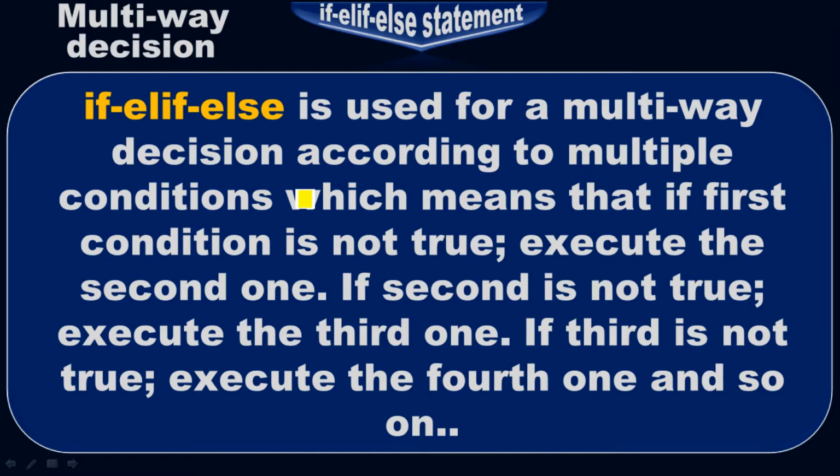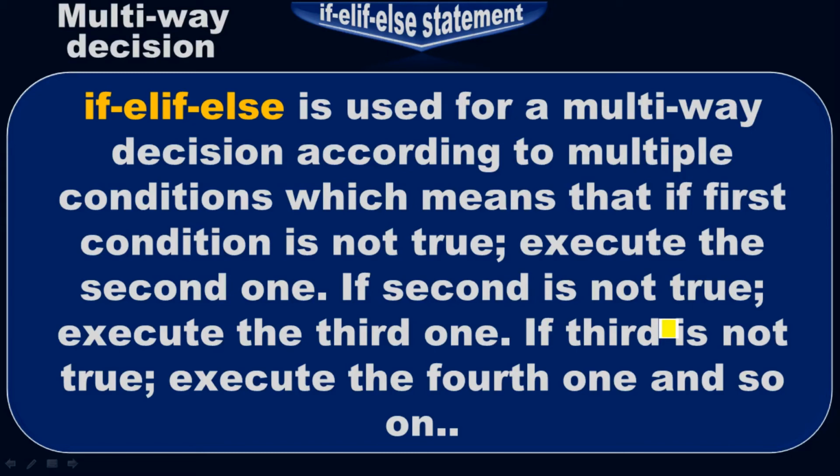We have multiple conditions here, which actually means that if the first condition is not true, execute the second one. If the second is not true, execute the third one. If the third is not true, execute the fourth one. If the fourth is not true, execute the fifth one, and so on.